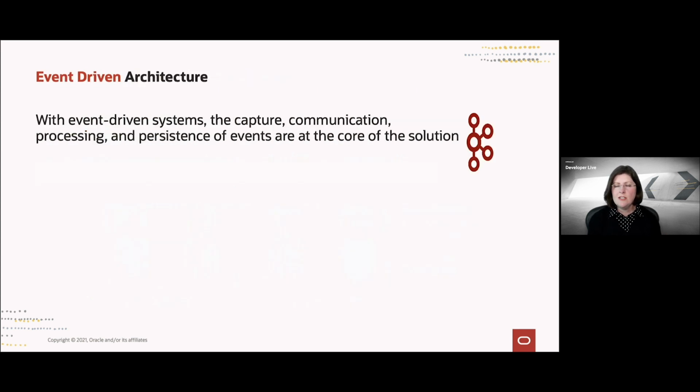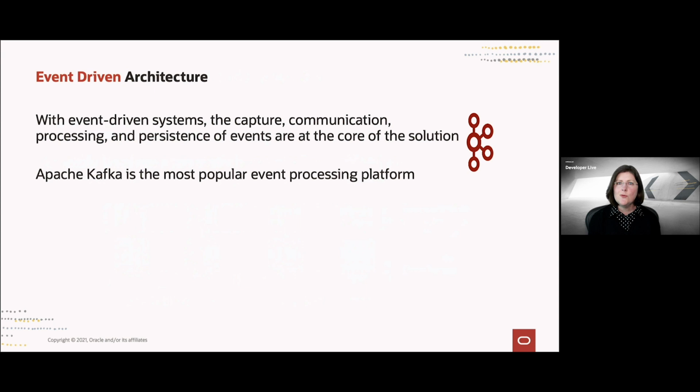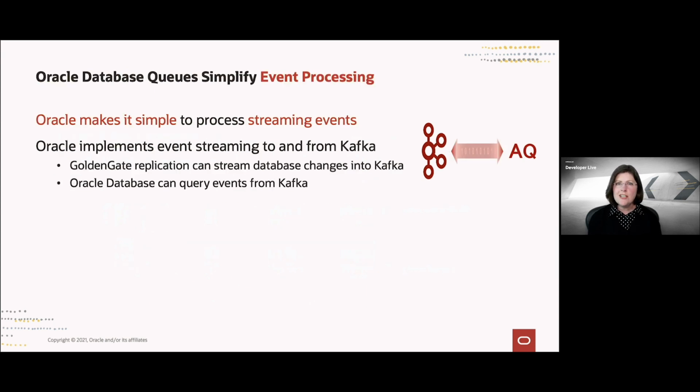Now, another popular architecture for new app development, of course, is event-driven architectures, one where we're going to capture, communicate, process, and persist events. And of course, the platform that most people think of when they think of event processing is Apache Kafka. An Oracle database makes it incredibly simple for you to do event processing inside the database, because we can stream events to and from Kafka. So you can use our GoldenGate replication to stream database changes into Kafka, and you can query Kafka queues directly from the Oracle database.